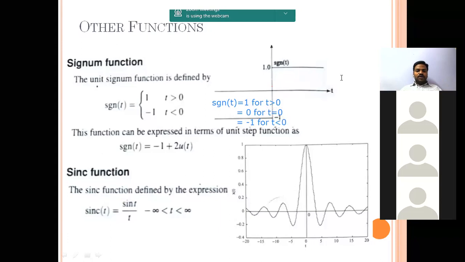So if you want to incorporate t equal to 0, this is the mathematical expression for signum of t. If you do not want to include t equal to 0, then this is the mathematical representation for signum of t. Similarly, the same function may be expressed in terms of the unit step signal: signum of t is equal to -1 plus 2 into u of t.